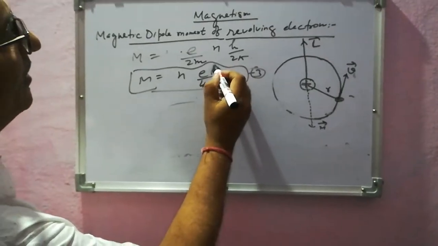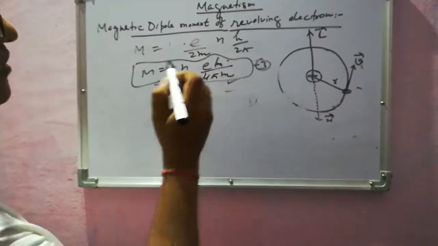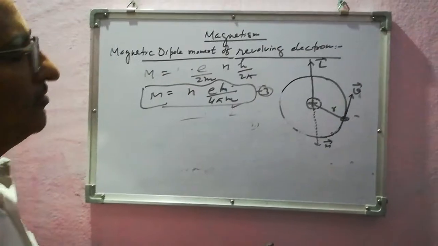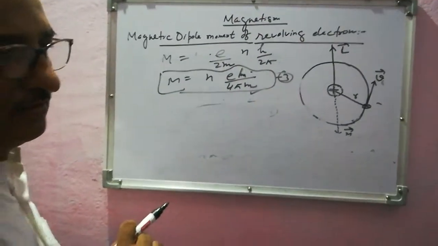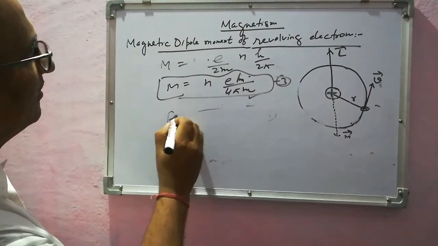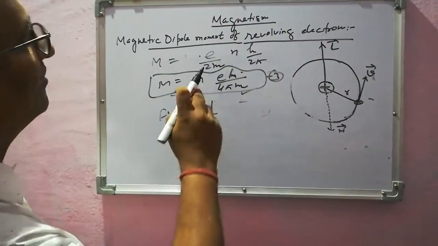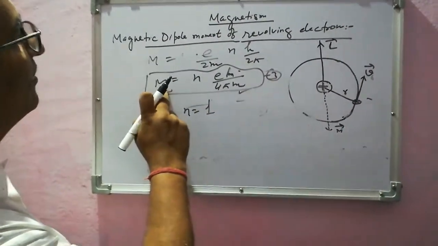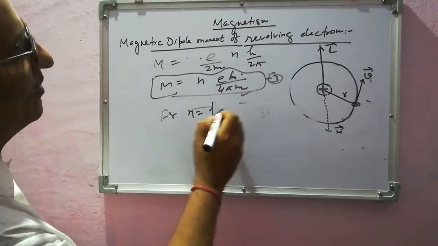Now in this expression we see that h is Planck's constant, m is the mass of the electron, also constant, and e is the electronic charge, also constant. So everything is constant except n. And what is the minimum possible value of n? It is equal to 1, the first orbit. So what is the minimum possible value of M? It is minimum when n becomes equal to 1.